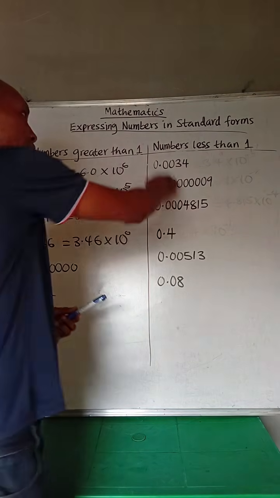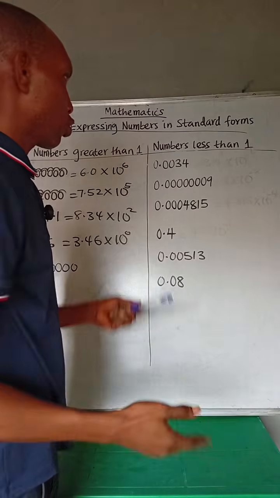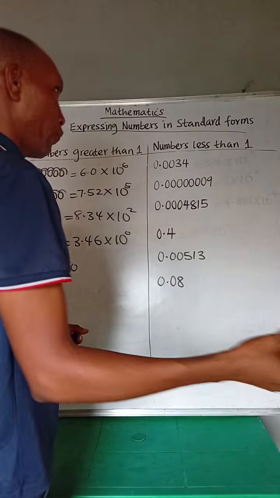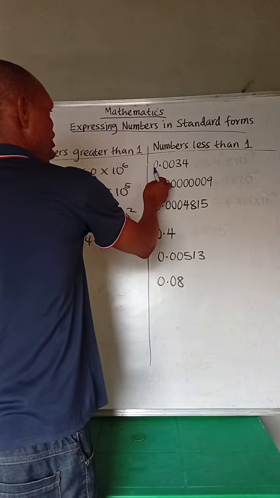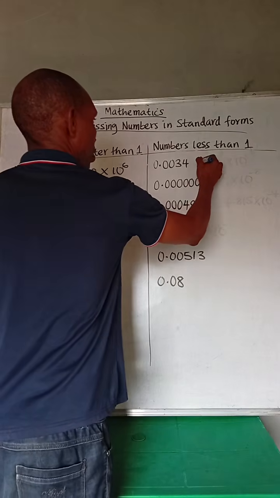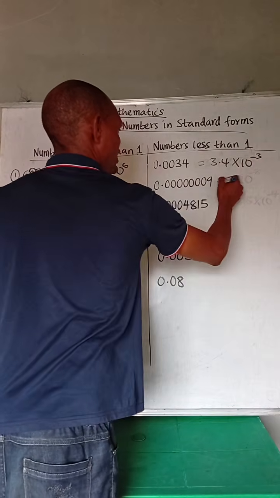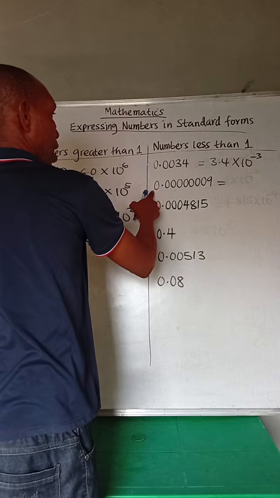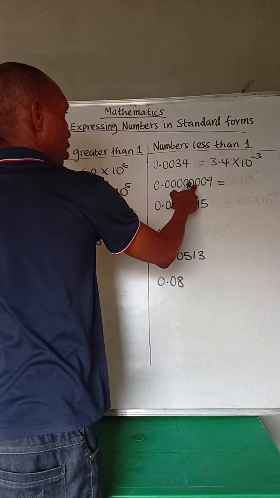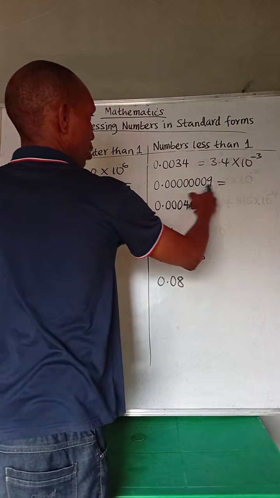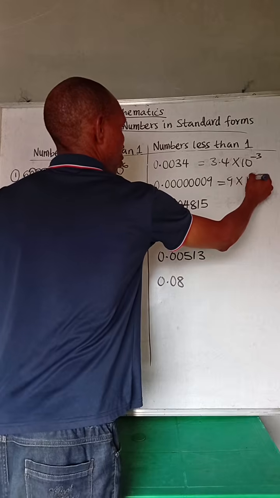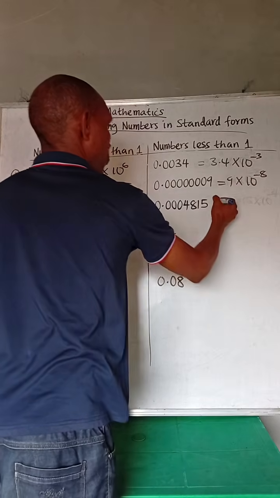Then for these ones that are less than 1, all you need to do is count the number of zeros before the first significant figure. You count here 1, 2, 3. That gives us 3.4 times 10 raised to the power minus 3. Count the zeros: 1, 2, 3, 4, 5, 6, 7, 8. That gives us 9 times 10 raised to the power minus 8.